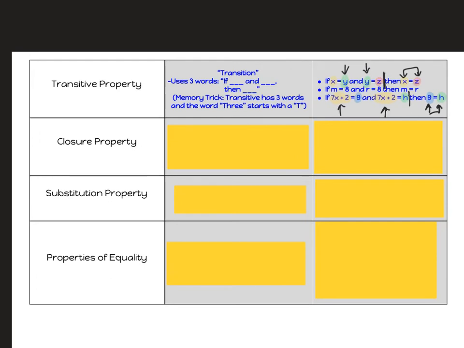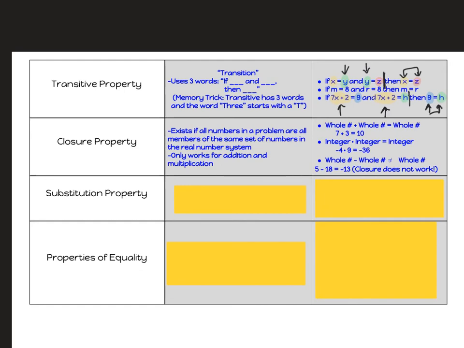The closure property, the main idea of this is it exists if all numbers in a problem are all members of the same set of numbers in the real number system. So if all numbers in that problem are integers, or if all numbers in that problem are natural numbers, or if all numbers in that problem are whole numbers. Okay, but it only works for addition and multiplication. So you should kind of be seeing a pattern throughout these notes that a lot of these properties work for addition and multiplication. Okay, so let's look at some examples.